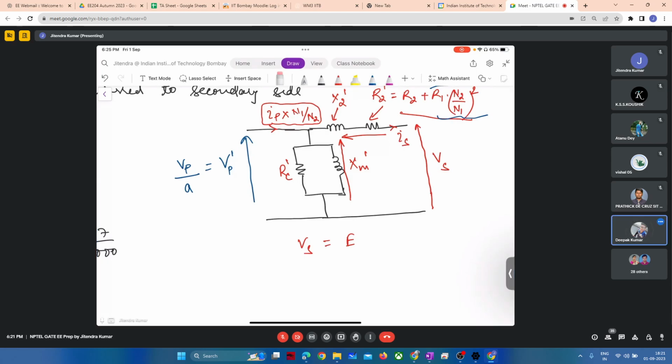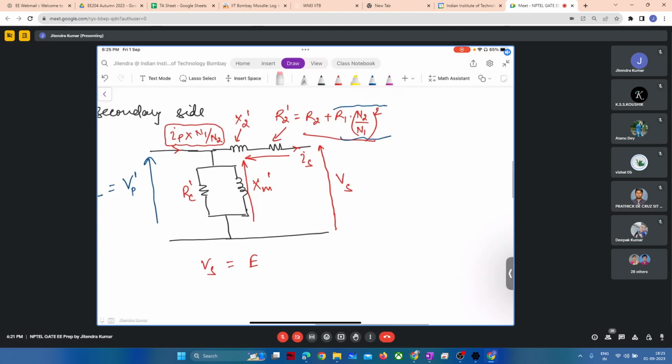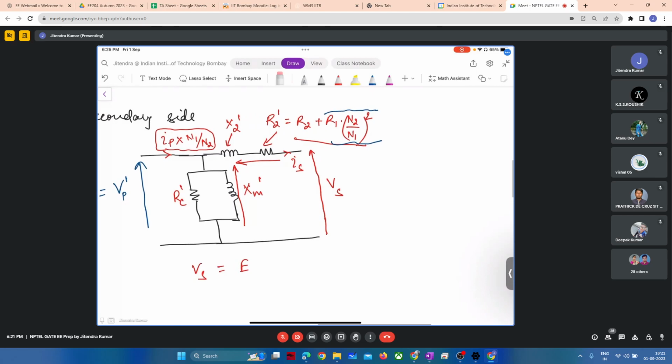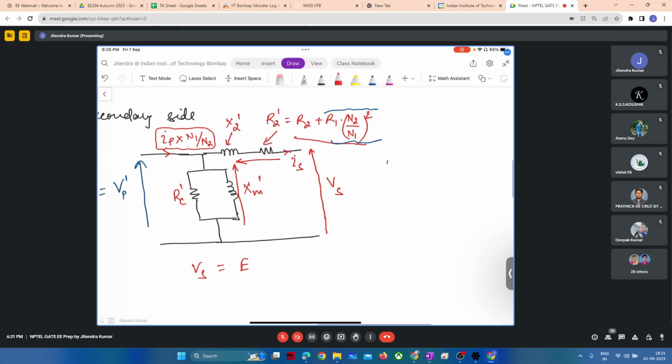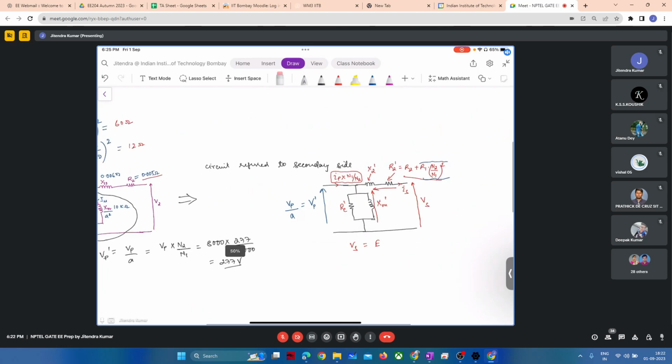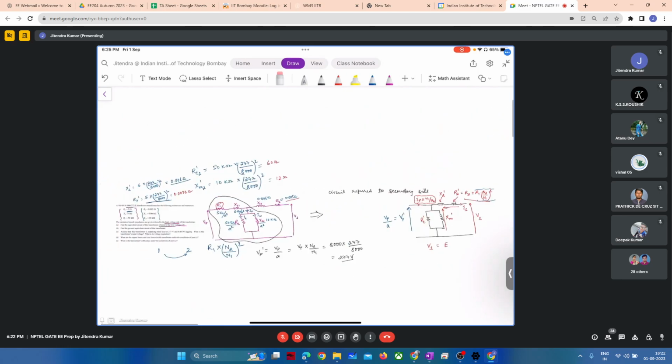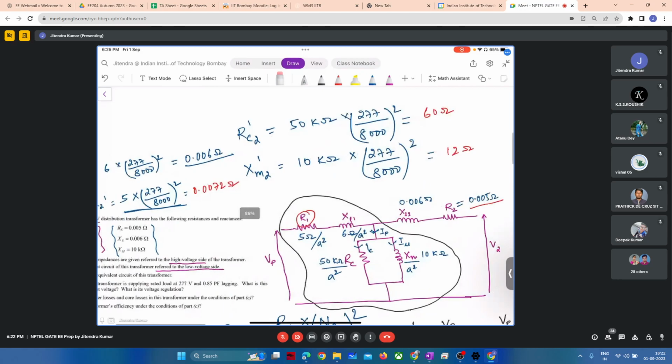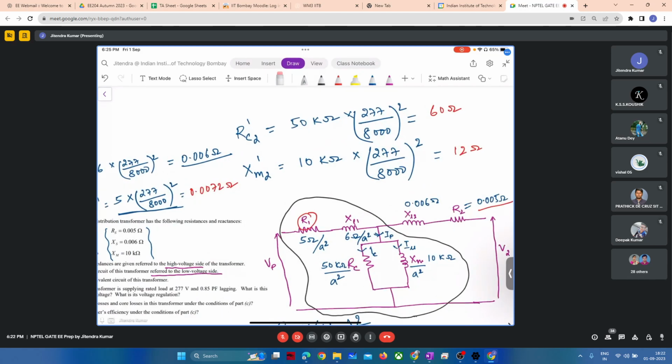Okay, yes, sir. So great. Just for the sake of answers or values, I will tell you, you verify it on your own. Let me just give the value of RC dash. I think I have already provided it, it is 60 ohm and 12. So we have computed all the values. You just need to plug in those values there.